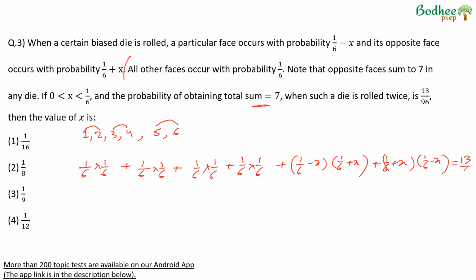This is given as 13 by 96. So 4 by 36, that is 1, 2, 3, 4 faces, plus 2 into 1 by 36 minus x square. A plus b, a minus b, 2 times, equals 13 by 96. So 2 into 1 by 36 minus x square is equal to 13 by 96 minus 4 by 36.